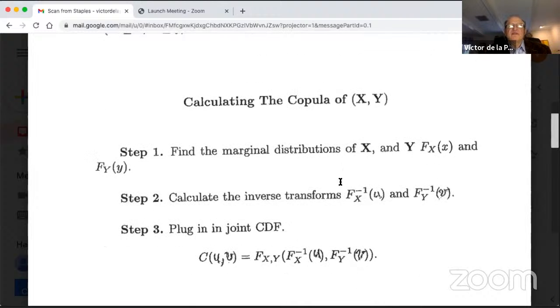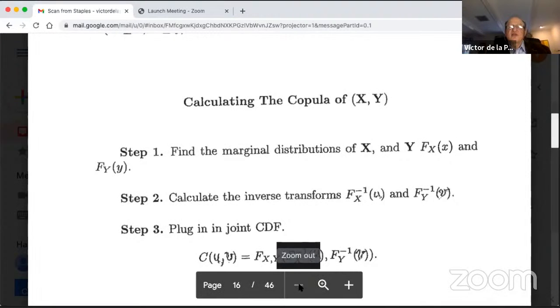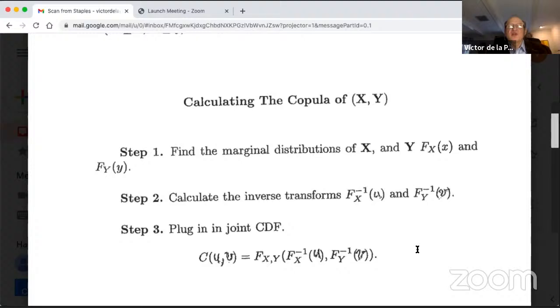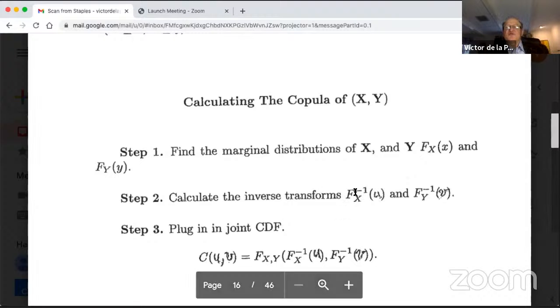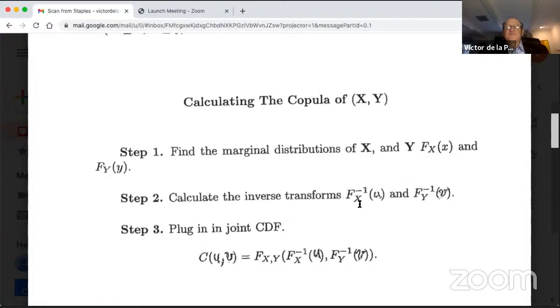Okay, and I have divided this into steps. The first step is to find the marginal distributions of X, and the marginal distribution of Y. So you have a joint distribution, you can find its marginals, then you calculate the inverse transforms. You take the inverse function, evaluate it at U and V, where U is uniform and V is uniform. Remember, we know how to do that.